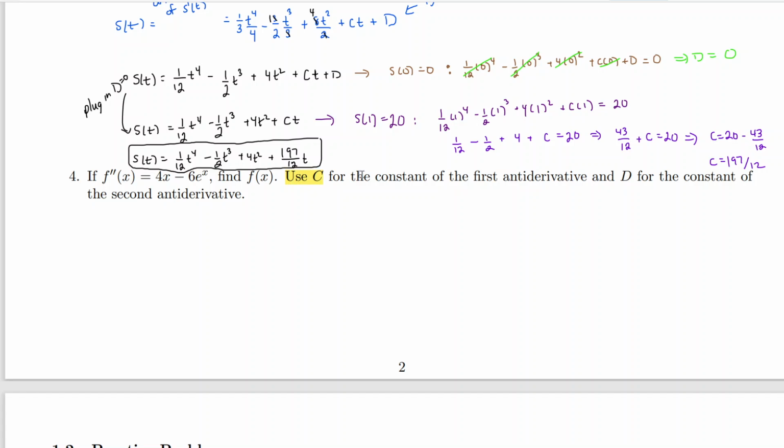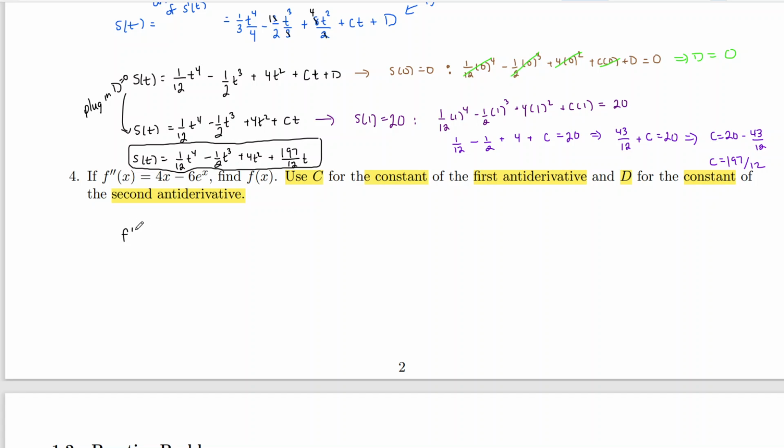We want to use c for the constant of the first antiderivative and d for the constant of the second antiderivative. So just to put it in perspective of the last one, where we had c and d here, before we plugged in anything to solve for c and d, we would have stopped here if we weren't given that extra information. So we're just doing the two antiderivatives. Make sure you use the appropriate letter that it tells us to.